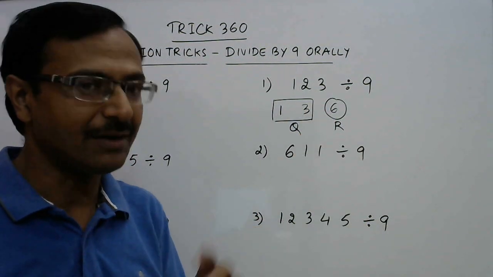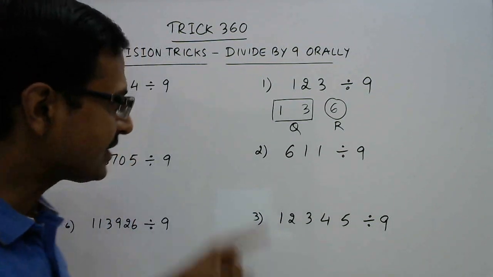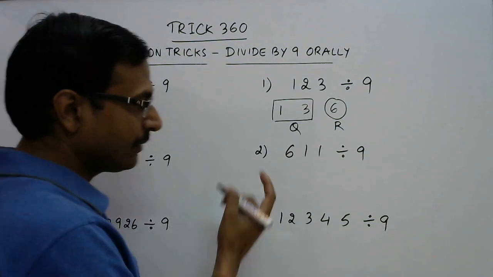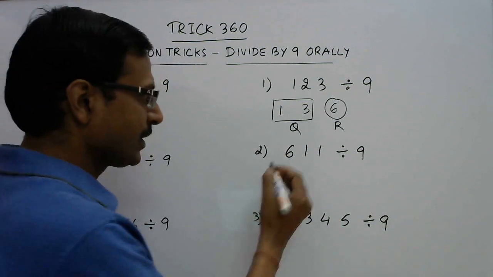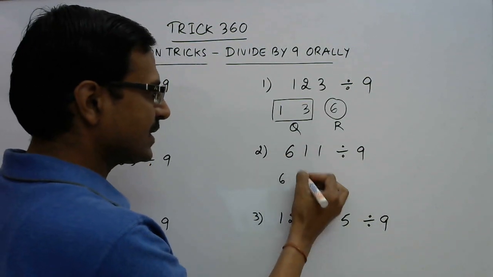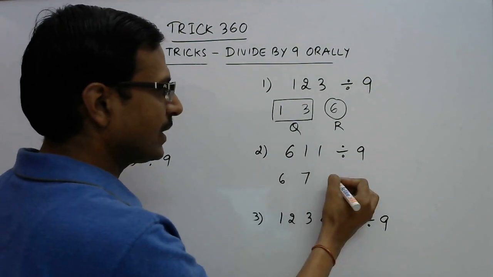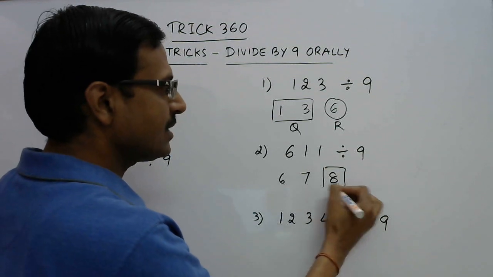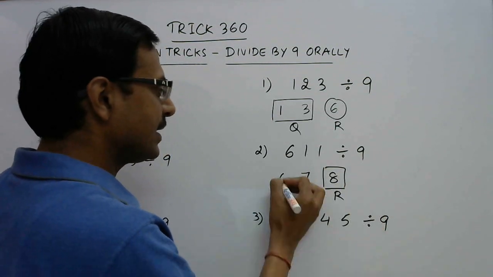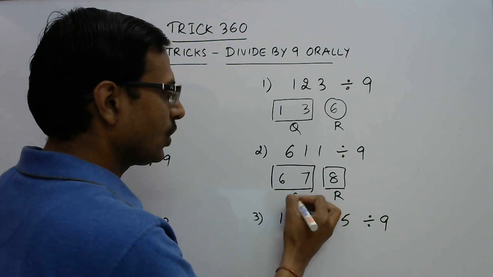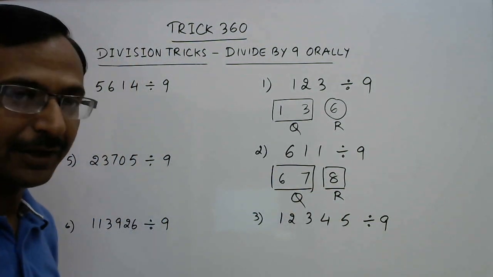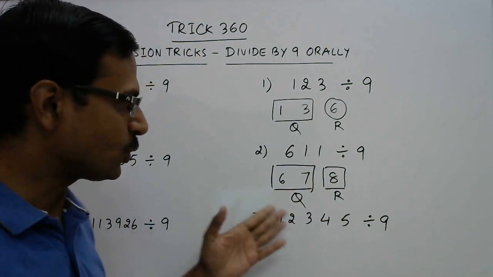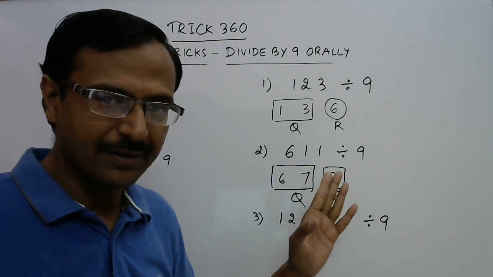Now this seems a very simple example. Let's apply it here. Then we will take some complex examples. Say 6, 6 plus 1, 7, and 7 plus 1, 8. So 8 is the remainder and 67 is the quotient. Again a very simple example, 67 quotient and 8 remainder.